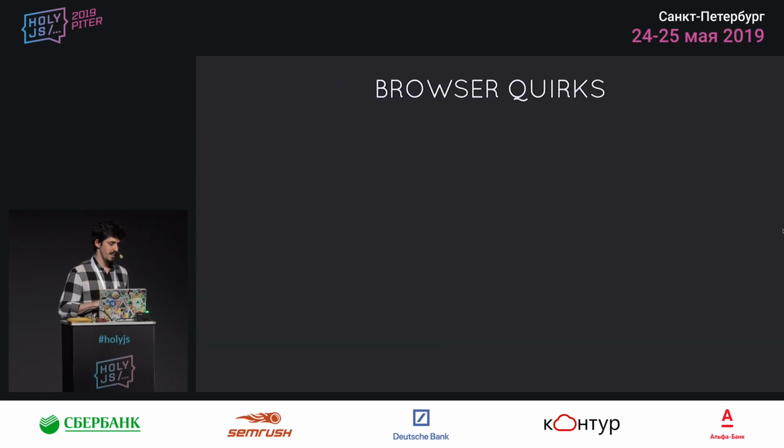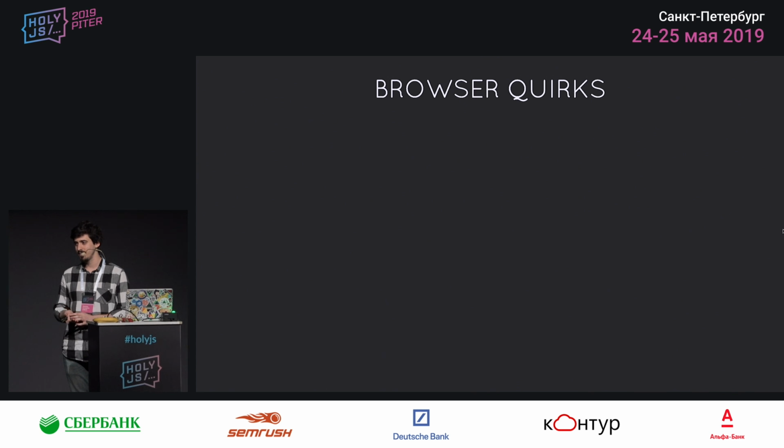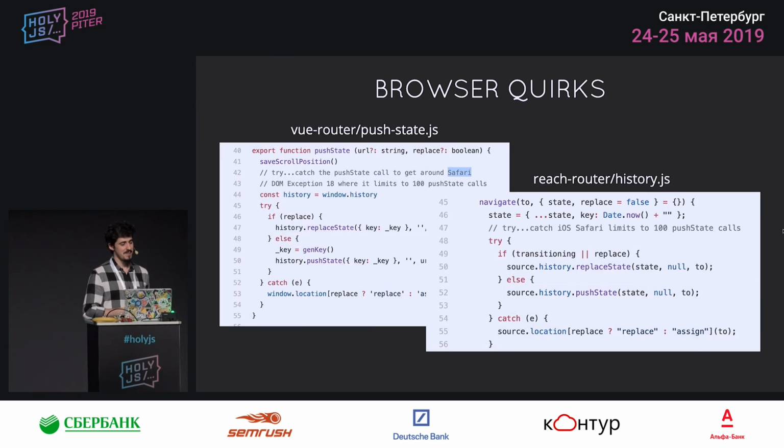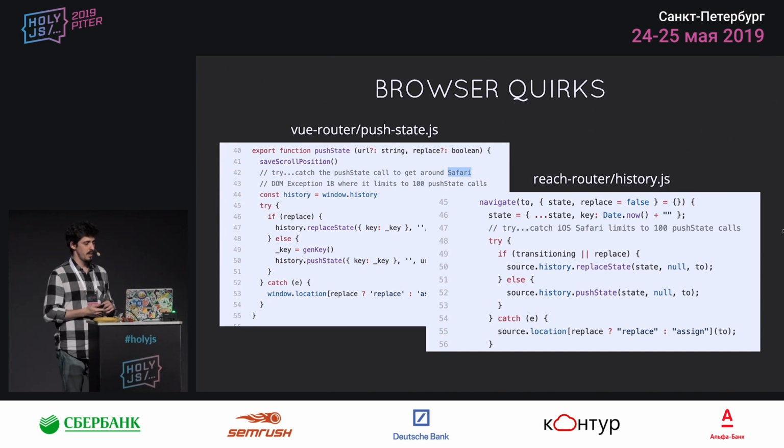So here comes the funny part, the browser queries. I'm showing you a lot of HTML5 things. We're relying on the window API. And I know what is going through your head. You're thinking Internet Explorer sucks. It should die already. But it's not the only problem. So this is an example I really like. On the left, you have code from Vue Router, and on the right, you have code from Reach Router.